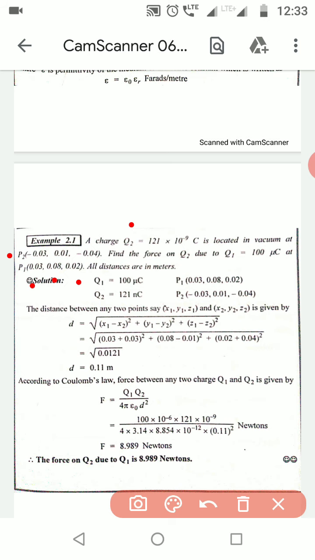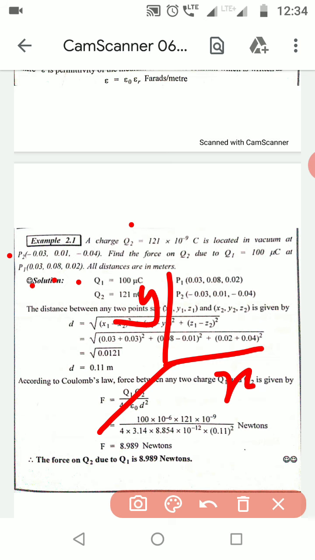Okay, here is the x-axis, this is the y-axis, and this is the z-axis. There is a charge q2 with a coordinate p2, and another charge is placed at the point 0.03, 0.08, 0.02. This is the second charge q2, and this is the first charge q1. Then we need to find out the force experienced between these charges.